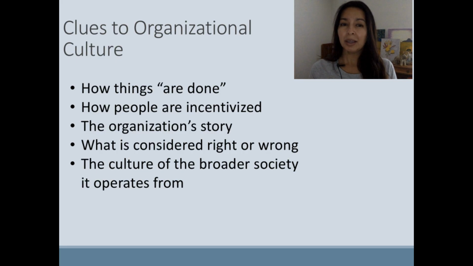Each organization is shaped by the broader culture of the societies in which it operates. What does the broader culture value? What are its norms, its story? These will shape the organization as well.